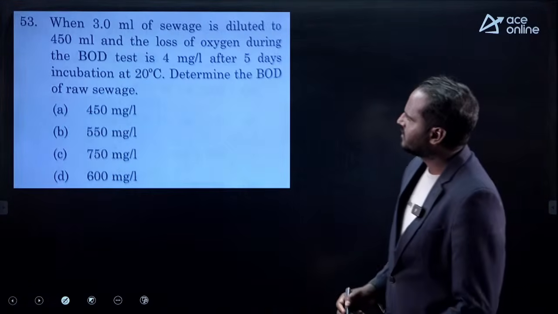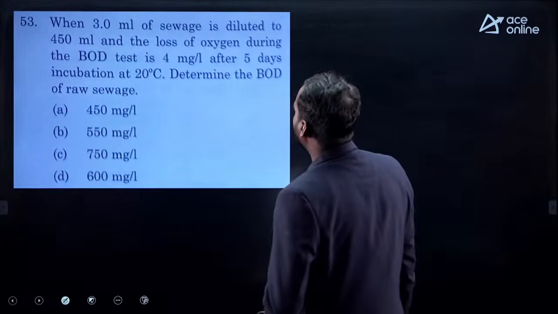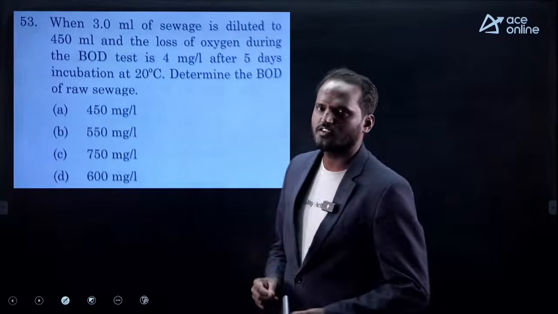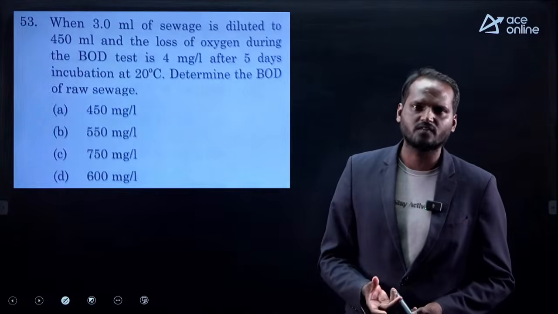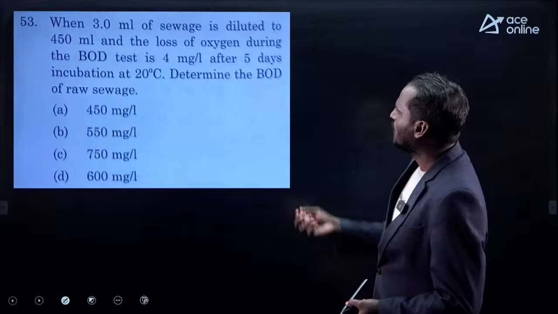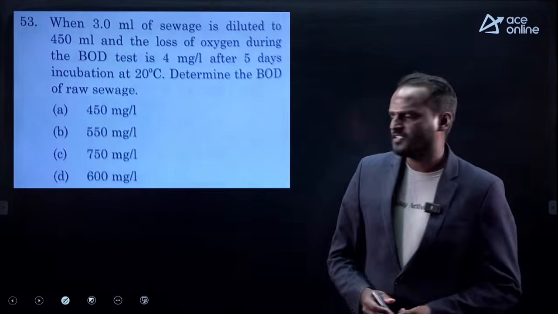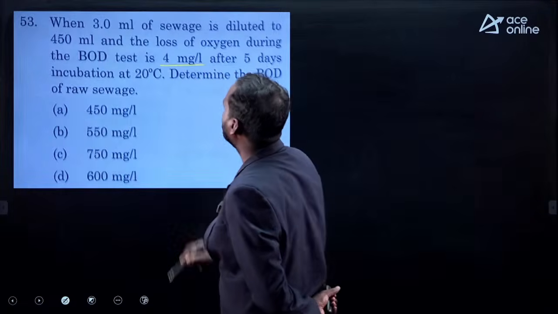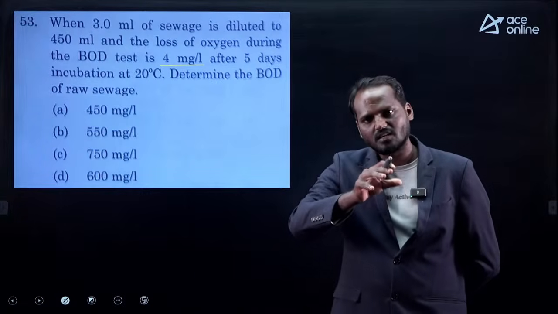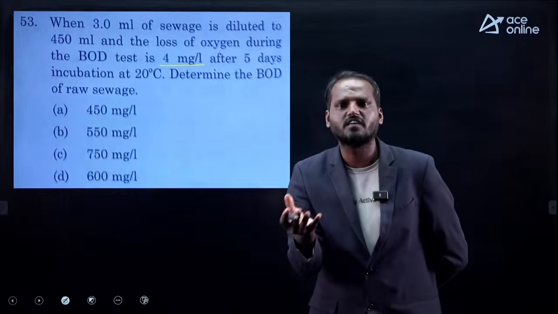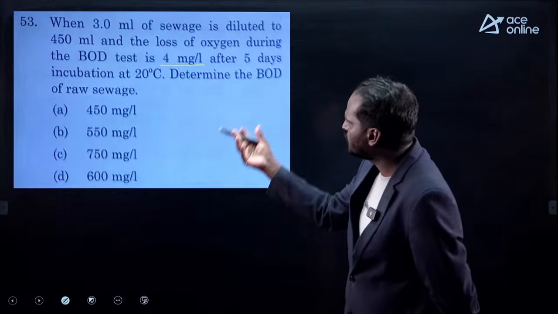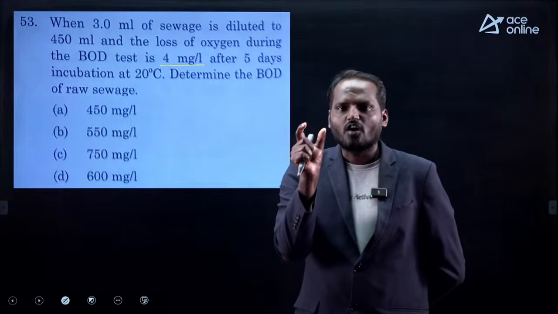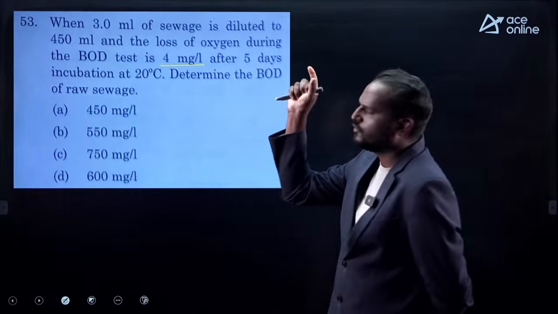Next, look at this. When 3 ml of sewage is diluted to 450 ml and the loss of oxygen during the BOD test is given as 4 milligram per liter after incubation for 5 days at 20 degrees, what is the BOD of raw sewage? Very simple question. He is saying the loss of oxygen during the BOD test is 4 milligram per liter. Loss of oxygen means initial oxygen minus final oxygen, that is what is consumed, which is 4 milligram per liter. Here the important thing is that 3 ml of sewage is diluted to 450 ml.